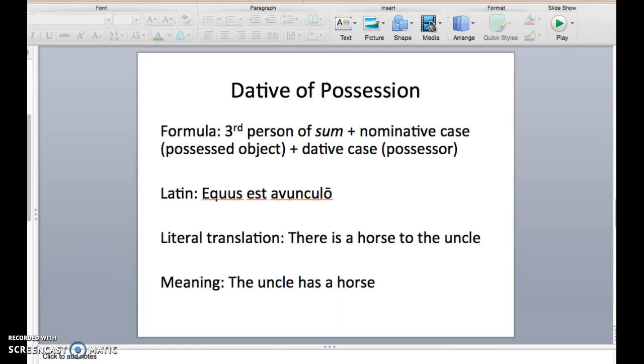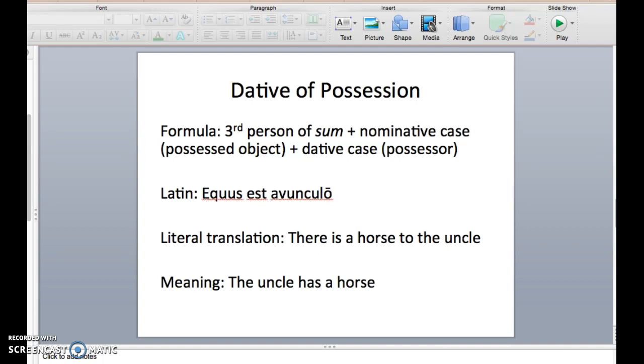And if you say that aloud, you can kind of hear that the uncle is doing the possession in English, but it's not good English, right? So the best translation for this is actually that the uncle has a horse, which means that when we translate datives of possession, we're going to translate the to be verb as have or has, right?